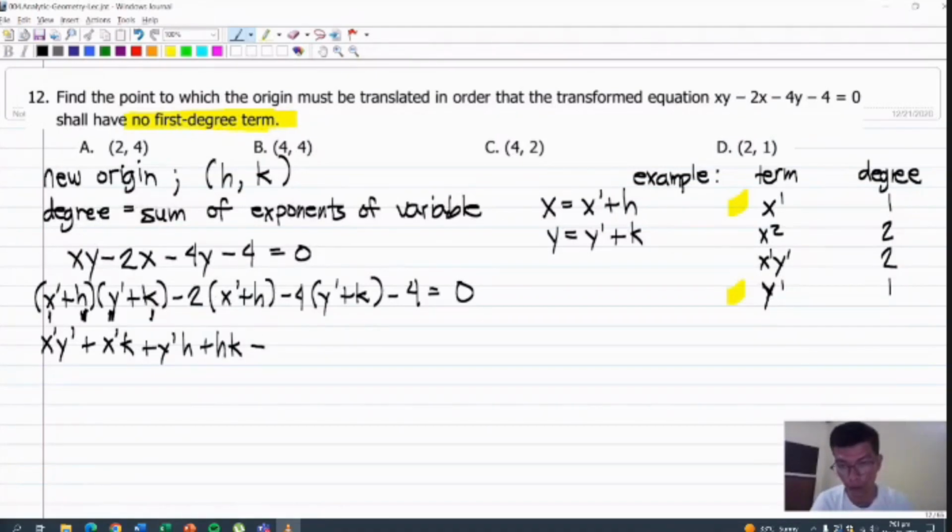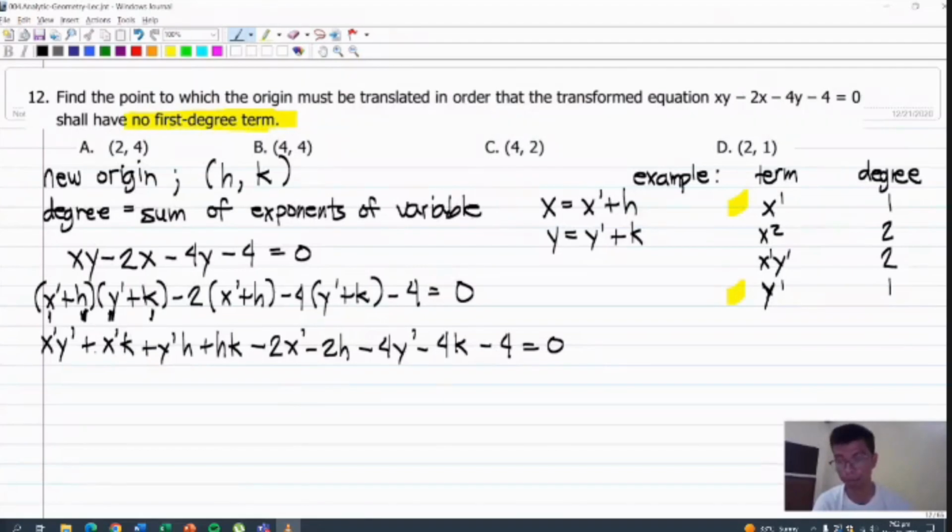So, that will be negative 2x prime minus 2h. And dito, i-distribute natin ang negative 4. Negative 4y prime minus 4k. Copy the constant negative 4 and that is equal to 0. So, i-group natin sila na kung saan pwede nating i-factor out. Si ano bang pwede? Pwede natin i-factor out si x prime and y prime.